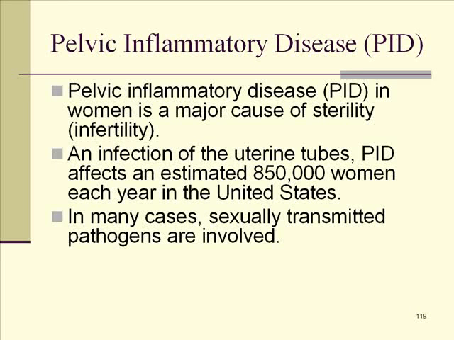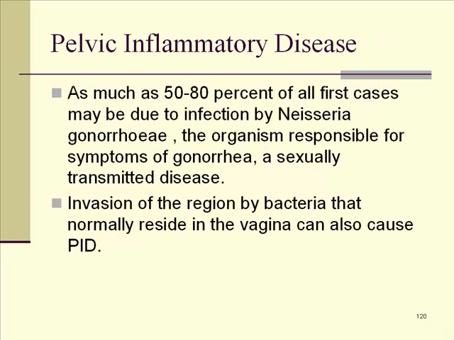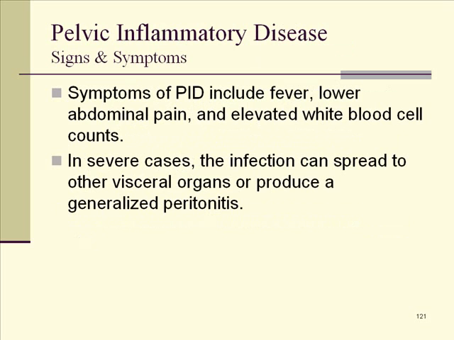An infection in the uterine tubes, pelvic inflammatory disease, is estimated in about 850,000 women each year in the United States. In many cases, it's related to sexually transmitted pathogens. 50 to 80% of all cases are due to infection with Neisseria gonorrhoeae, the organism responsible for the symptoms of gonorrhea or sexually transmitted diseases. Invasion of the region by bacteria that normally reside in the vagina can also cause pelvic inflammatory disease. Because of the proximity of the vagina to the rectum, and because of the short urethra, there is a higher incidence of vaginitis and urinary tract infections and pelvic inflammatory disease because of the anatomy.